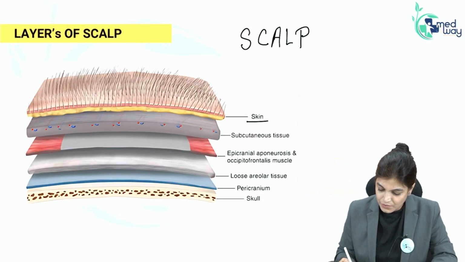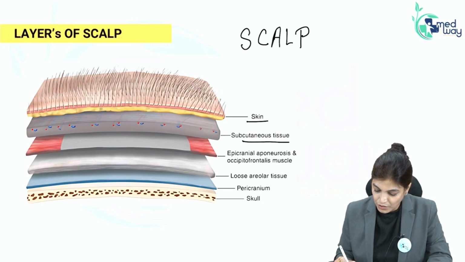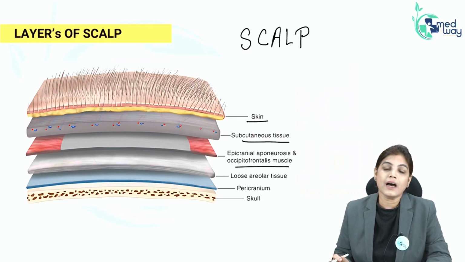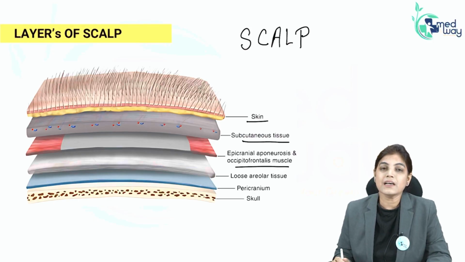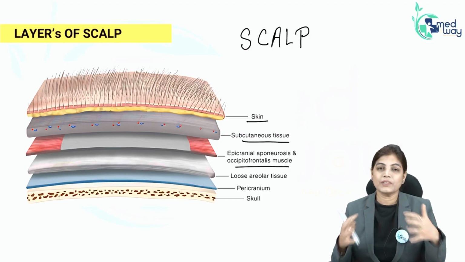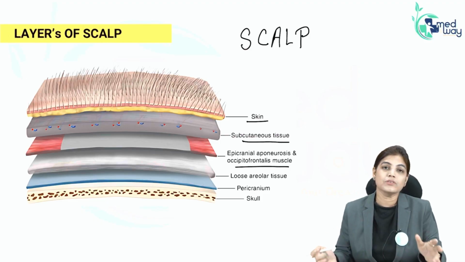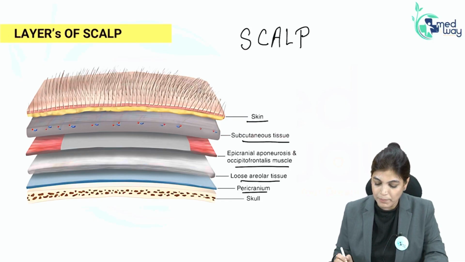The C is for the connective tissue layer, that is the subcutaneous or connective tissue layer, and A for the aponeurotic layer, which is the aponeurosis of occipitofrontalis muscle belly. The frontal belly is lying anteriorly and that of the occipital bellies is lying posteriorly in the skull region, and in between the two bellies are merging with each other, and that is called as aponeurosis of occipitofrontalis muscle belly. If I talk about L, that is the loose areolar tissue, and P here stands for the pericranium.